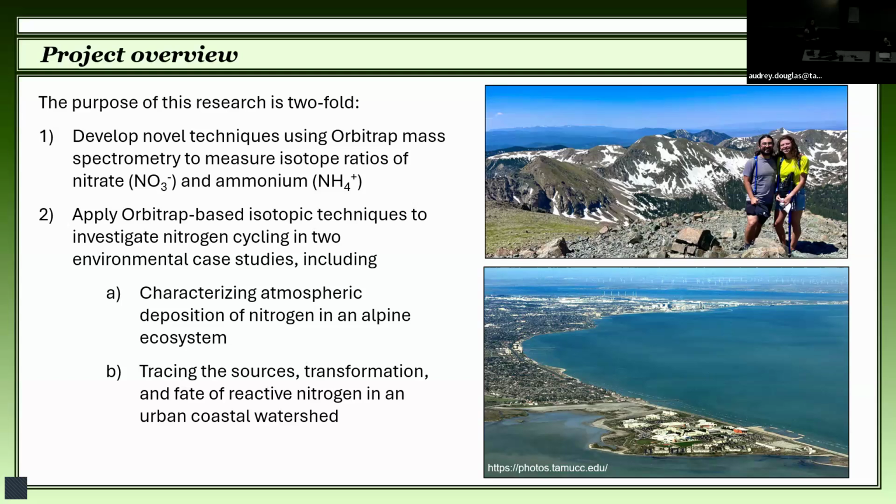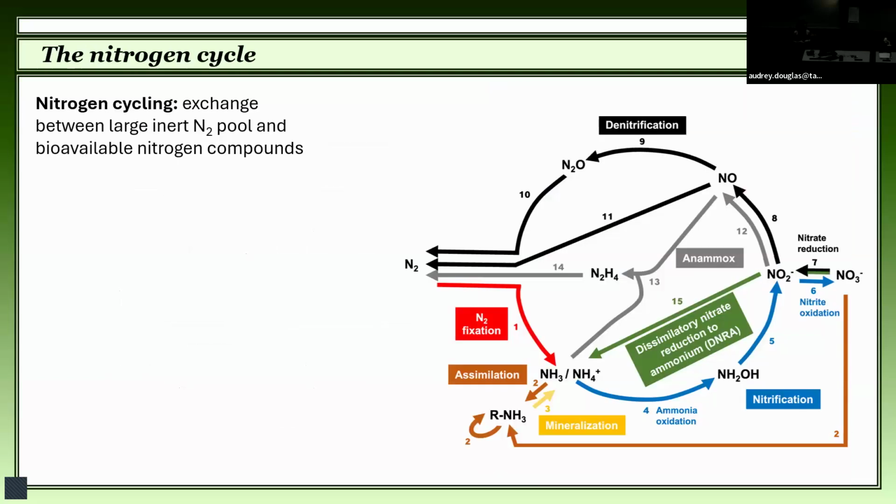The first being an alpine ecosystem in the southernmost subrange of the Rocky Mountains. And we're also going to be doing a local objective looking at nitrogen pollution in an urban coastal watershed. So why study the nitrogen cycle?